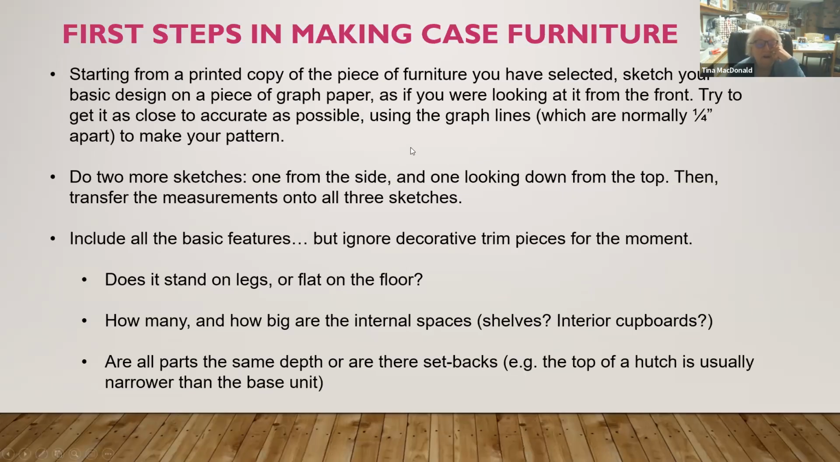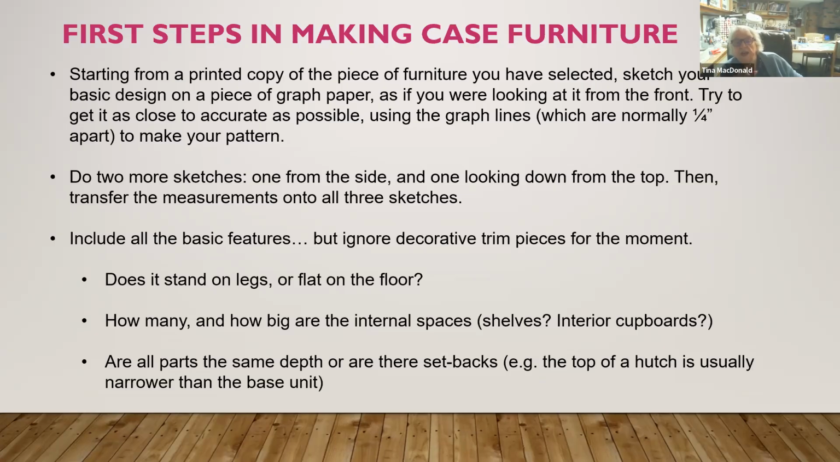So the first thing you start from is, once you've got the picture of something that you like, get a piece of graph paper and sketch the design on the graph paper as if you were looking at it from the front. Now, you've already done your dimensions, so you know that, for example, a bookcase is, let's say, 7 feet high or 6 feet high. So start out by drawing a 6-inch line on your graph paper. And then if it's 4 feet wide, then you've got a 4-inch line. So you've got a rectangle that is 6 by 4.